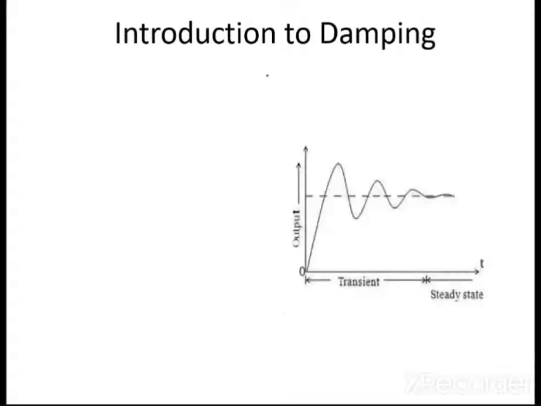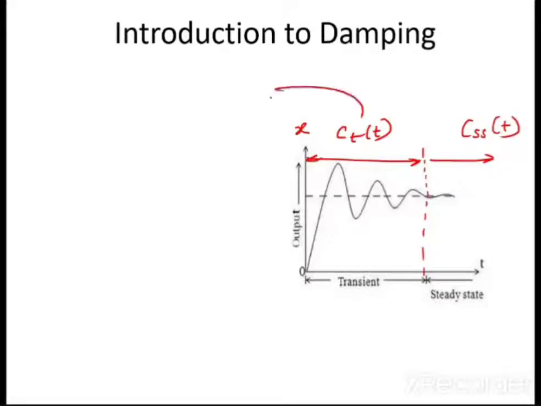Okay. Now guys, you can see this diagram. Let us say this is x. I have already shown you that I can divide this diagram into two parts. What is this first part? This first part is called the C T of t, and the second part is called the C SS of t. What is this C T of t? This C T of t is nothing but the transient state or transient phase.